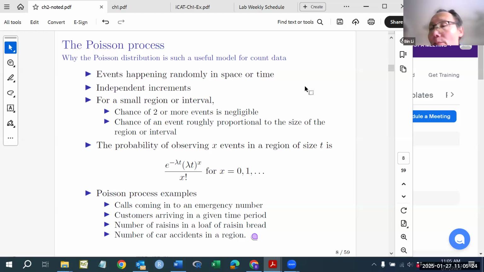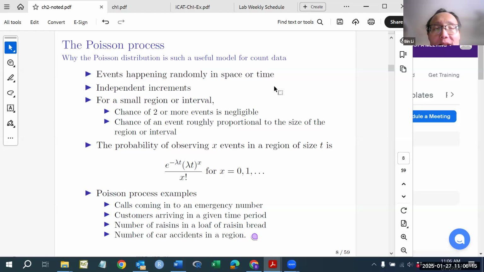Okay, so what is a Poisson process? The Poisson distribution is a very useful distribution for count data. You can see the Poisson distribution covers 0, 1, 2, 3, until infinity, all the integers starting from 0. So a Poisson process can be used to model events happening randomly in space or time.